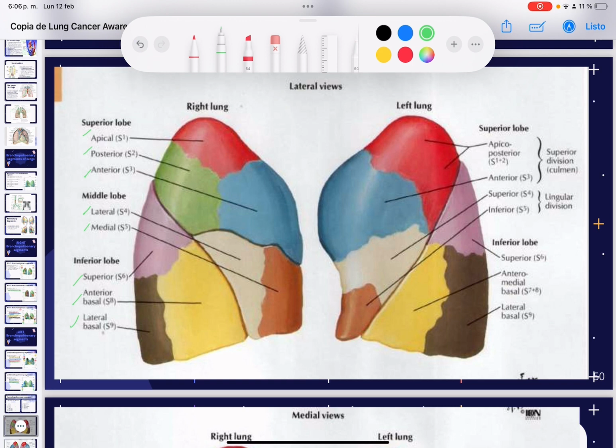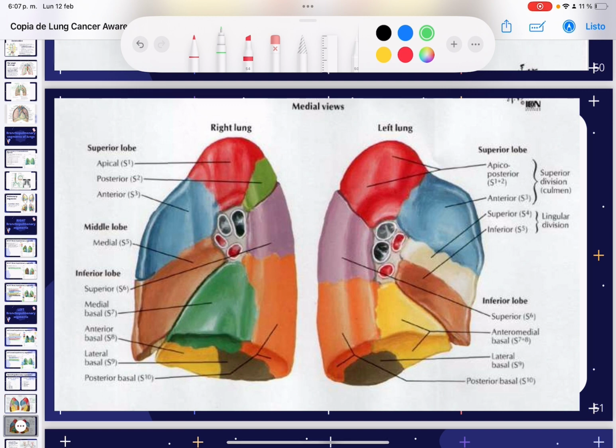In the left lung, we have superior, apicoposterior, that we know is the fusion of S1 and S2, segment 1 and segment 2, superior division. So, apicoposterior, anterior, superior, inferior. And then in the inferior, we have also superior, anteromedial basal, lateral basal.